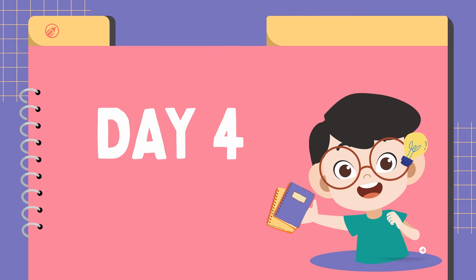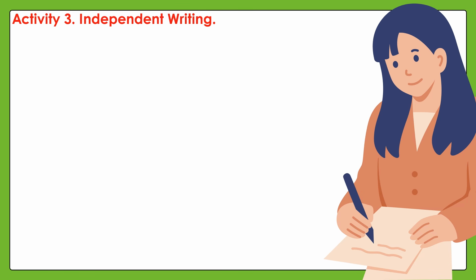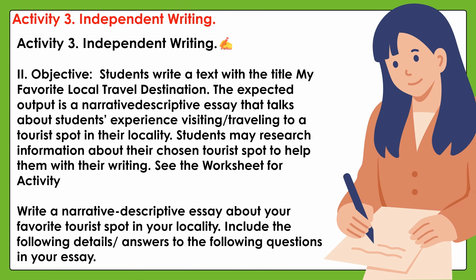Day 4. Activity 3, independent writing. Objective: students write a text with the title, My Favorite Local Travel Destination. The expected output is a narrative.